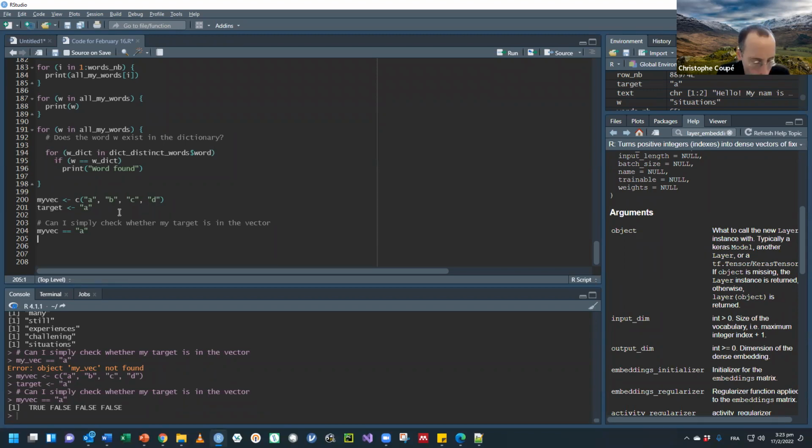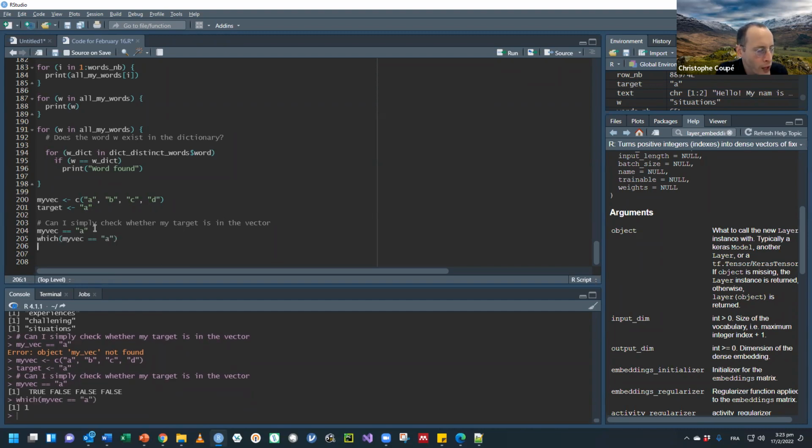If you want to know what is the index of this element, you could try something like this. Which of the elements is true? That's another way of extracting, this time, the index, the position of the element that has been found in the vector.